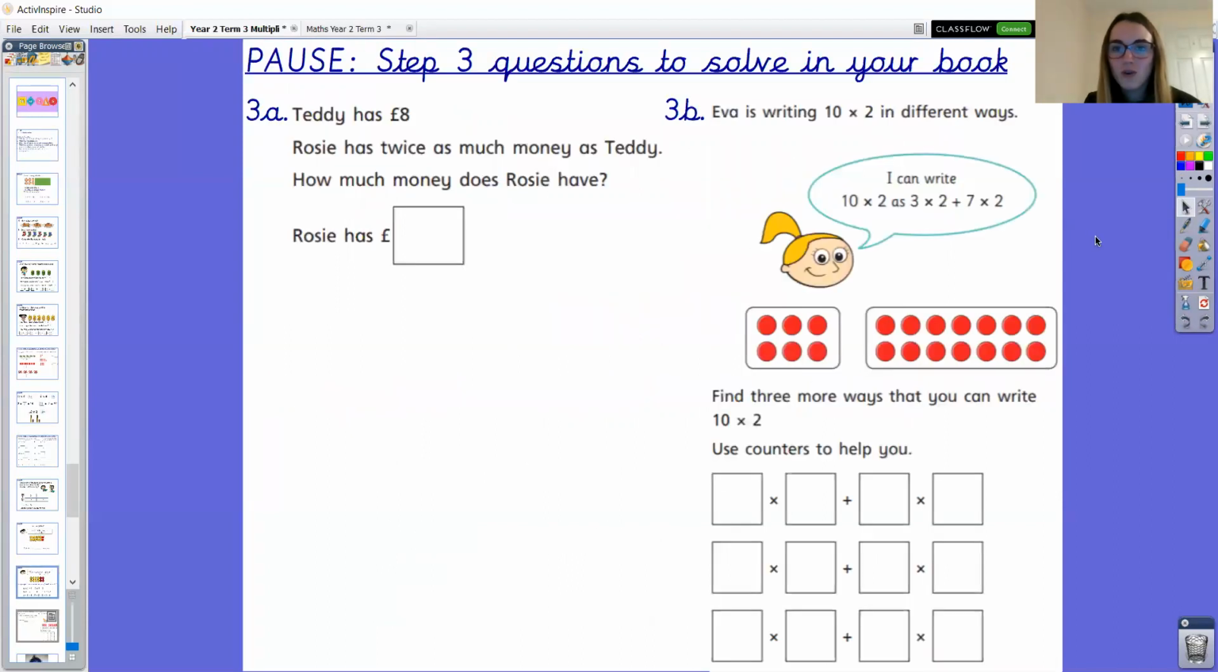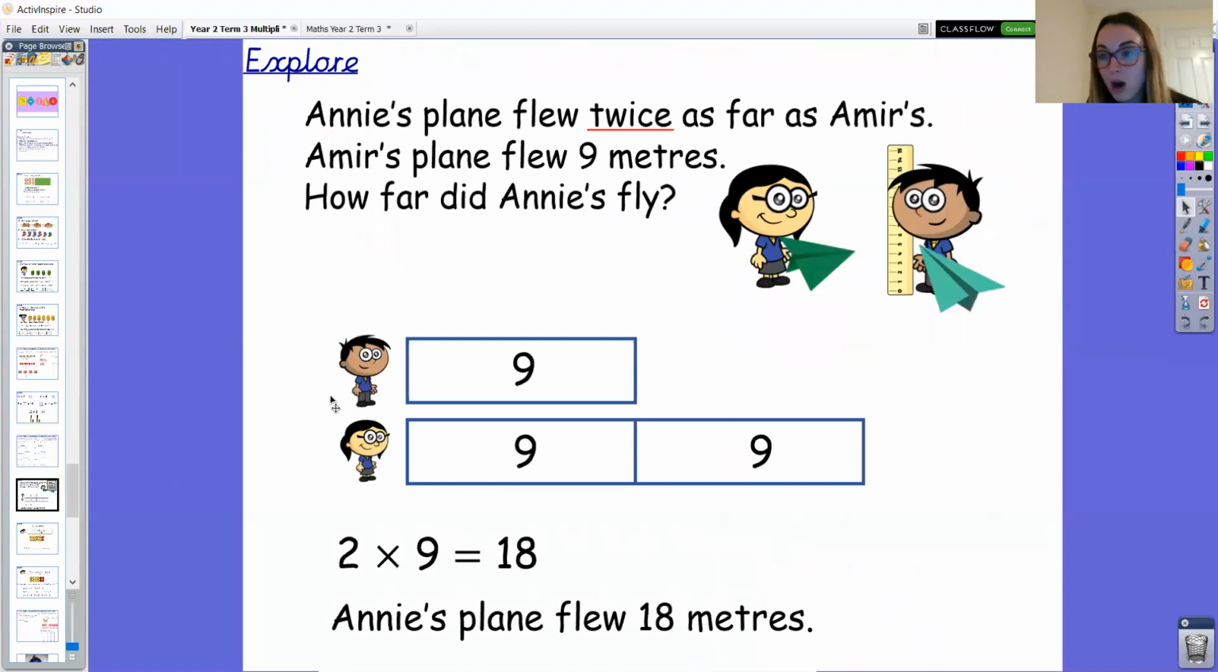Okay, so on your screen now, you can see step 3 questions. So for 3A, it's a word problem. It says Teddy has £8. Rosie has twice as much money as Teddy. How much money does Rosie have? So for this particular question, you might want to draw a bar model. If you have a ruler, it'd be great to use that, to use a bar model to help you.